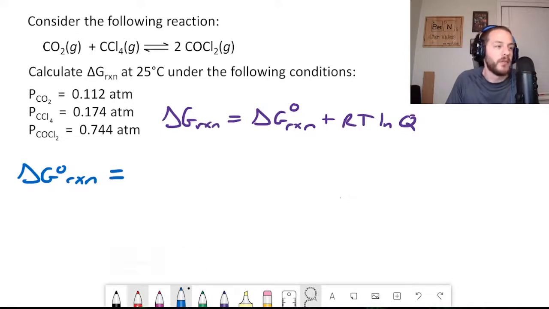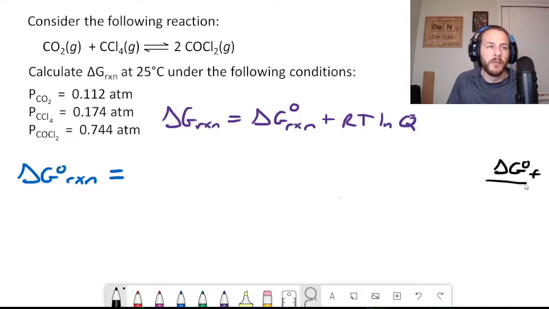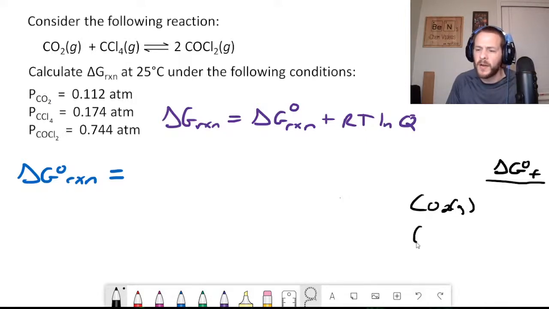So what I'm going to do is make a little table off to the side over here. I have the standard Gibbs free energy of formation, and I have 3 compounds. I've got CO2, which is a gas. I've got carbon tetrachloride, which is also a gas. And I've got phosgene, COCl2, which is a gas.